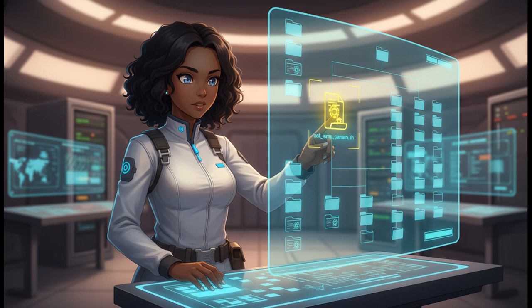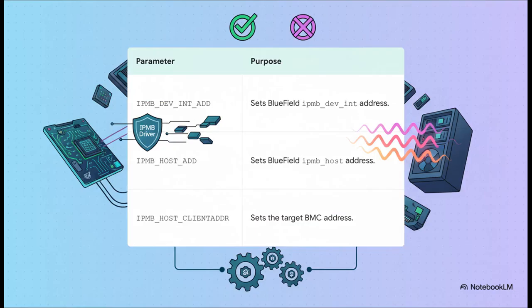Everything we need is located in one convenient place, a script file called set_mu_param.sh. That's our target. So once you open up that script, you're going to see these 3 key parameters. You've got IPMB dev int add and IPMB host add, which, you guessed it, set the addresses for the BlueField's 2 drivers. Your job is to make sure these 2 values are unique. Then there's IPMB host client address, which tells the BlueField what address the BMC is listening on. Just check these against your BMC settings, make sure nothing clashes, and you should be good to go. Awesome.